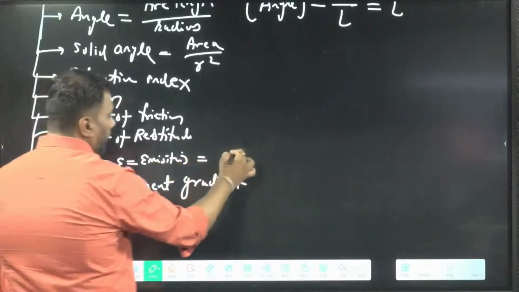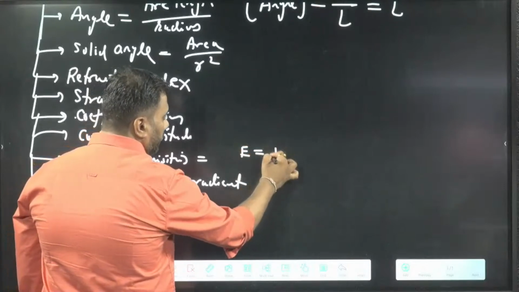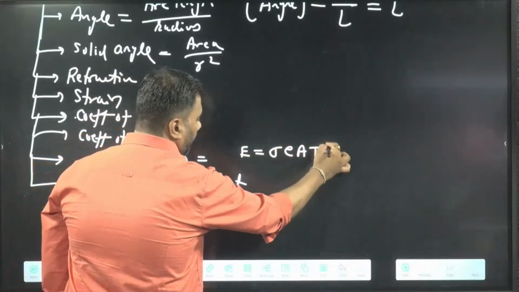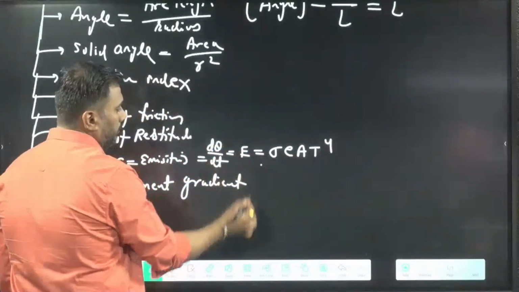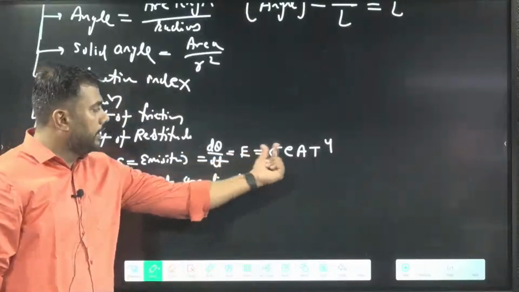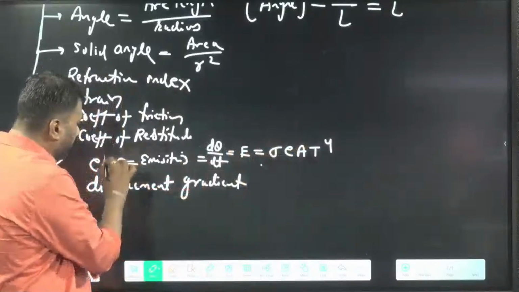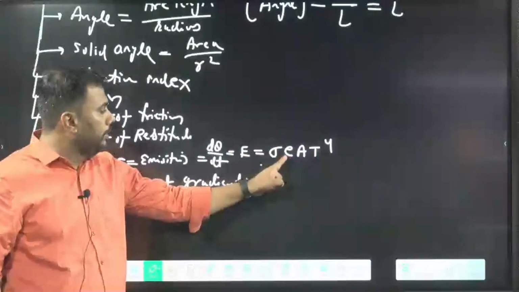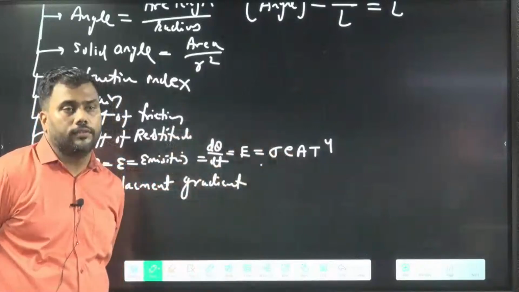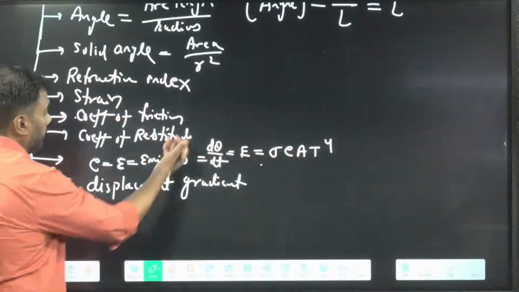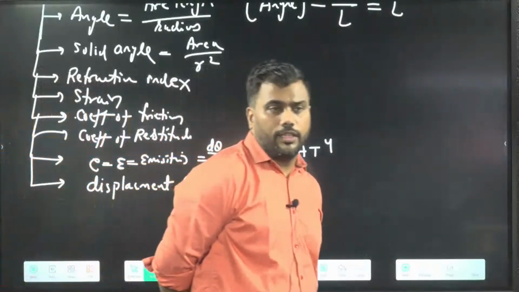What is emissivity? You must know that the total emissive power of a gray body is sigma e A T to the power 4. This is the total emissive power, that is dQ by dt, the energy radiated per unit time. Here, this small e, which is also sometimes denoted by epsilon, is emissivity. This emissivity is dimensionless. Coefficient of friction, coefficient of restitution, displacement gradient. There are many physical quantities which are dimensionless.